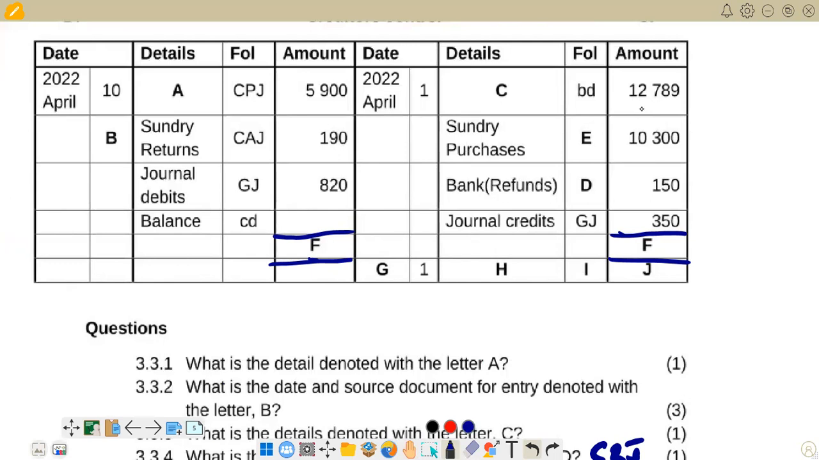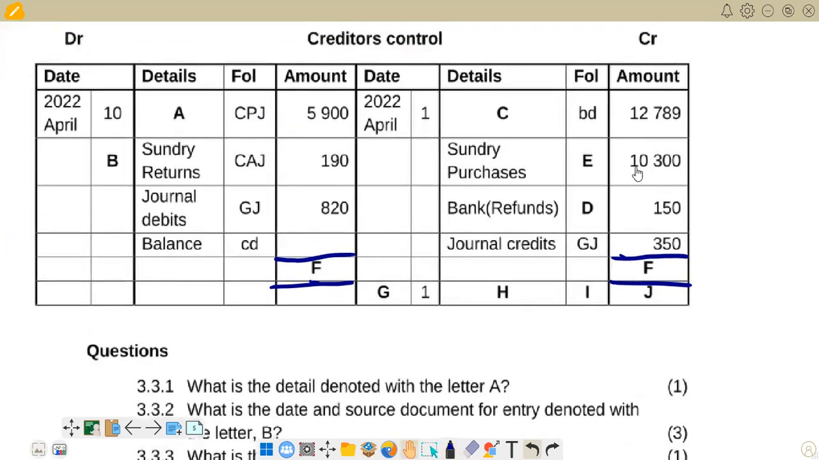So you add 12,000 there that we are having at the beginning, 12,789, we add 10,300, 850, we add 350. The total that you are going to get is 23,589. 23,589, and it's going to come in between both sides as F. So this is the figure that we are looking for, 23,589. So we can just go and put that one.